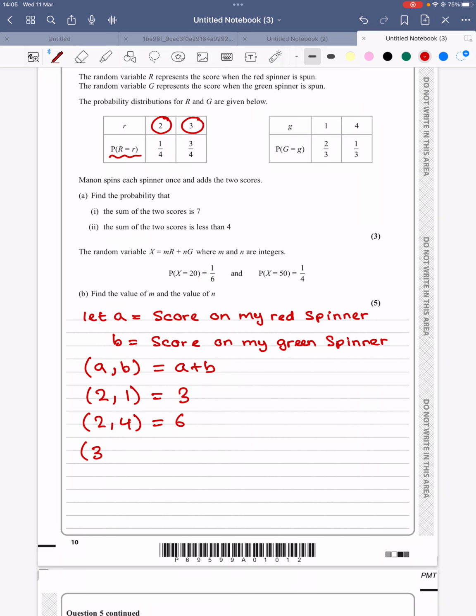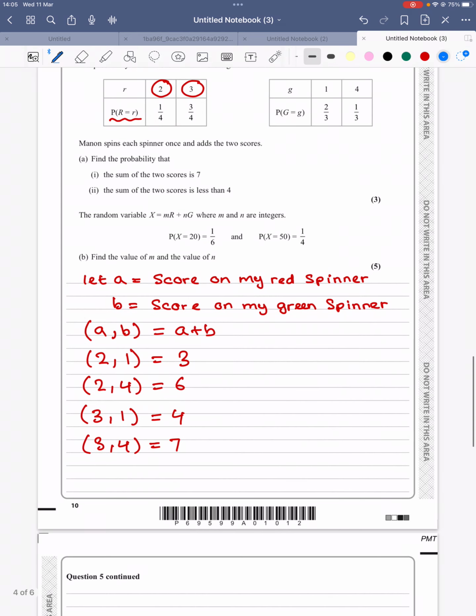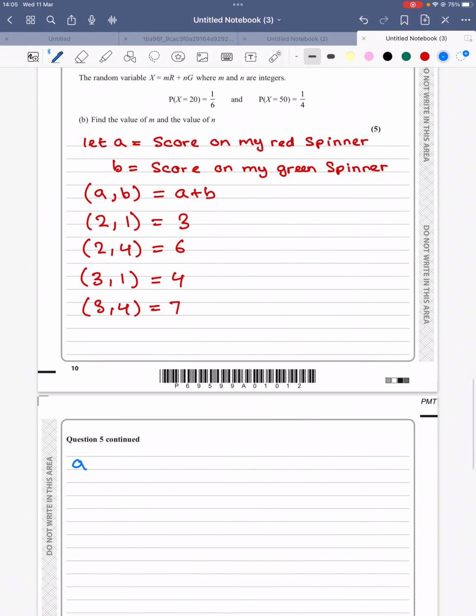Now I'm going to do all the possibilities where my red spinner is a 3. So I'm going to get (3, 1), and that equals 4. Then I'm going to get (3, 4), which equals 7. Great. Now I'm going to return to the question. The question says the sum of the two scores is 7. Let me just do part i here. I can clearly see that there's only one case where the sum of the scores is 7. It's not this one, it's not this one, it's not this one, but it is this one.